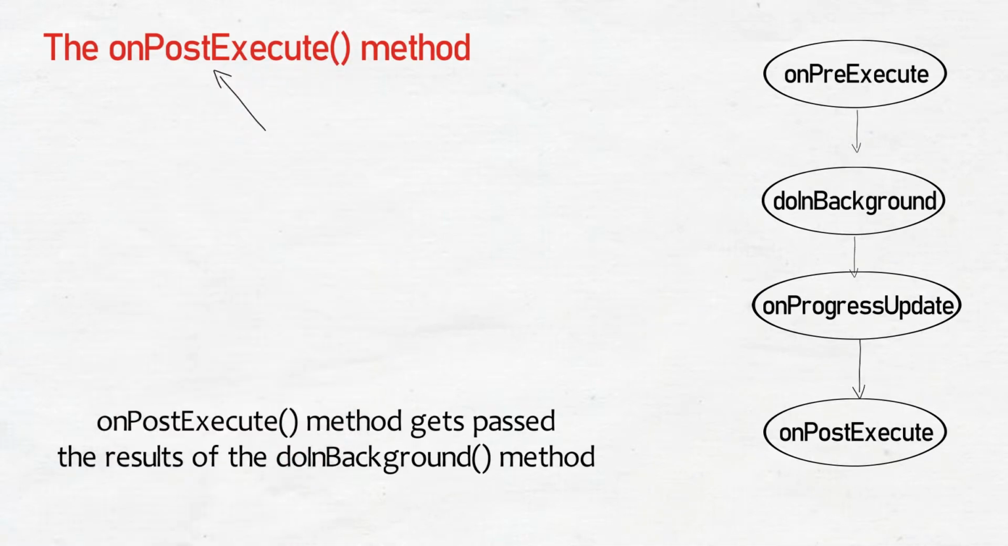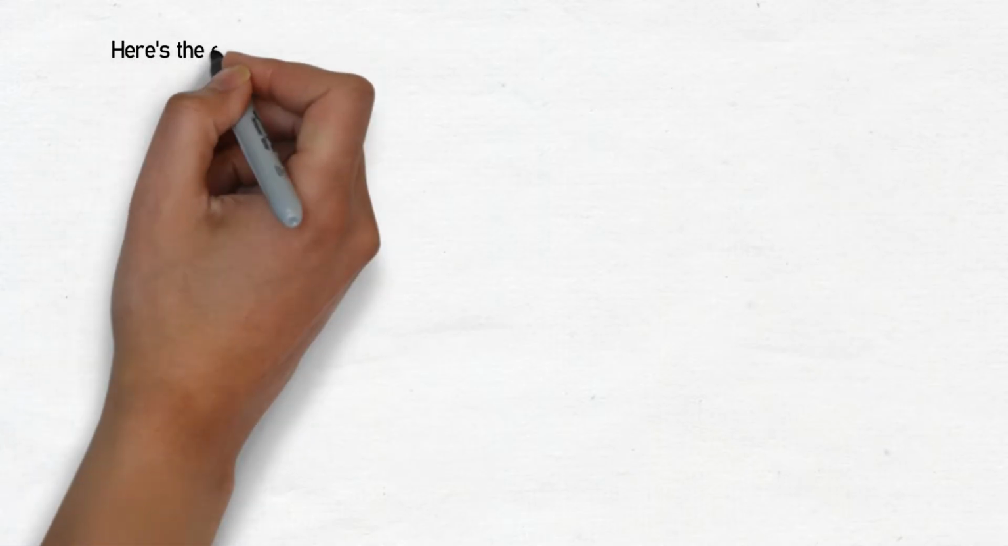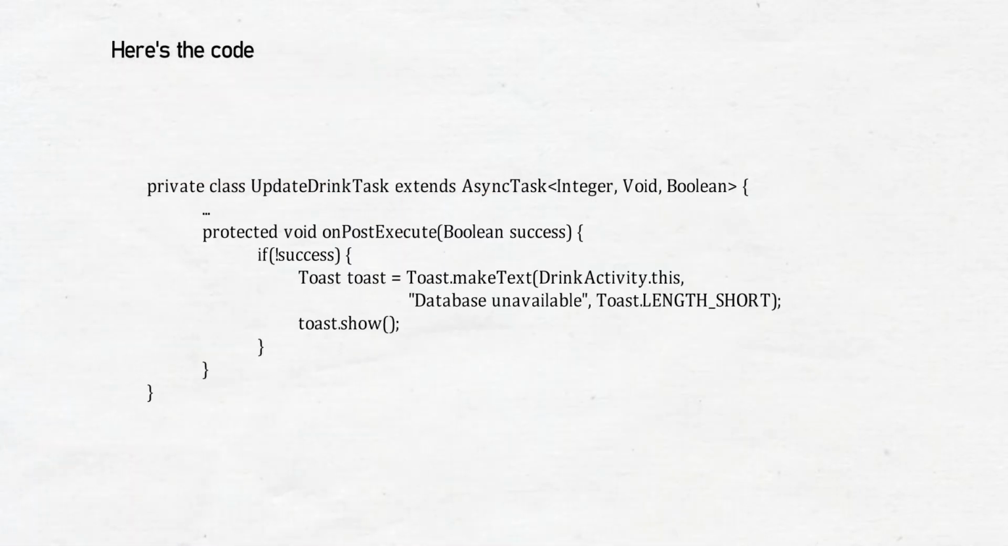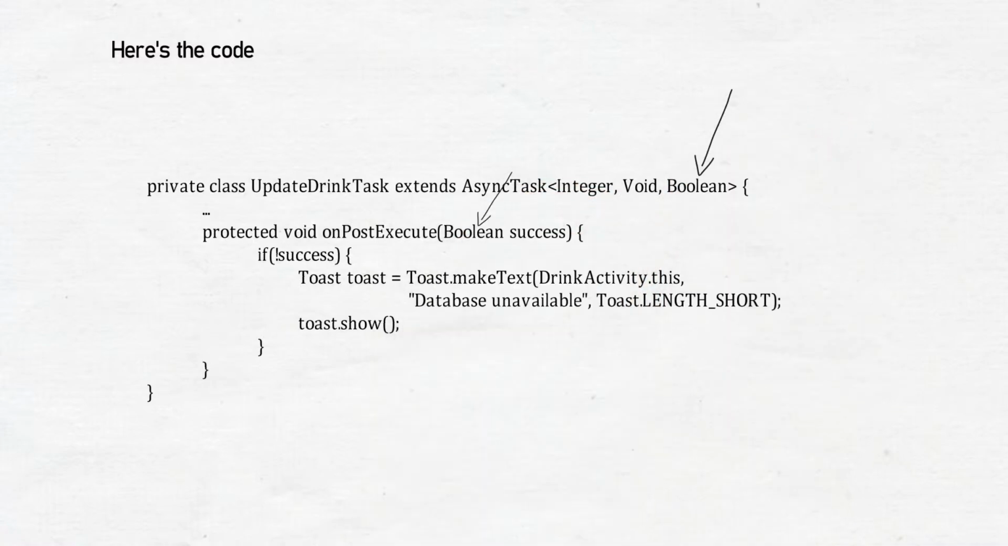We are going to use the onPostExecute method to check whether the database code in the doInBackground method ran successfully. If it didn't, we'll display a message to the user. We are doing this in the onPostExecute method as this method can update the user interface. The doInBackground method runs in a background thread, so it can't update views. Here's the code. This is Boolean as our doInBackground method returns a boolean.